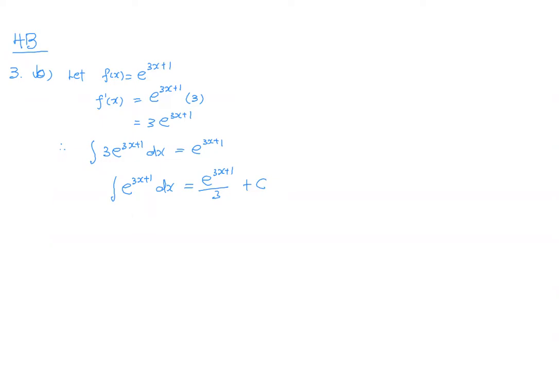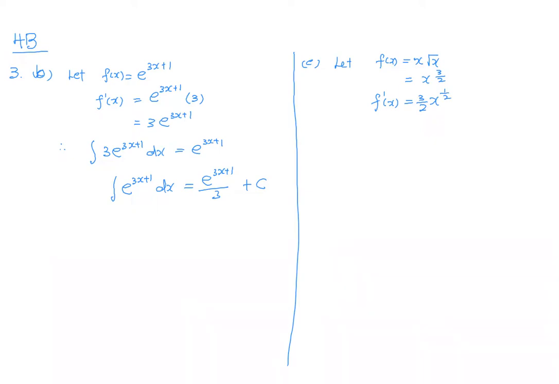Okay, I will do 3b for you. Okay, 3c, you also do the same. Let f(x) be equal to x root x. For this x root x, what we can do is you can change it to x to the power of 3 over 2, isn't it? So your f prime x will be 3 over 2 x to the power of half. Would that be okay?